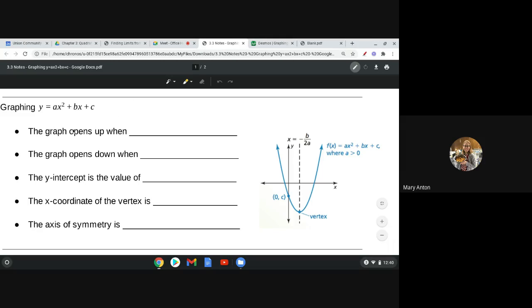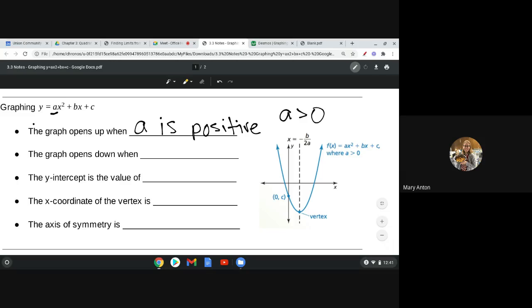All right, the graph opens up. Hayden says when the number in front of the x squared is what kind of a number? Positive number. So maybe I can just say when a is positive. If you really like symbols, what symbol would you write to show that a is a positive number? A greater than 0. Sure, if you really like math symbols, you can do that.